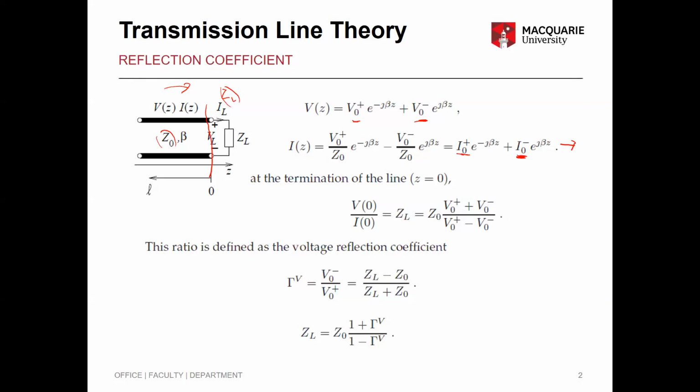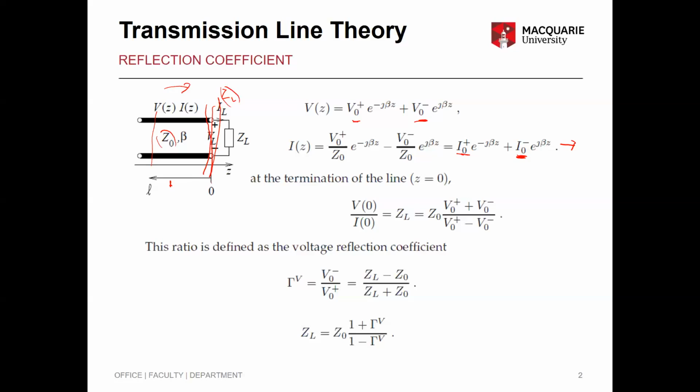Now the length Z is actually measured from this interface. So if Z is 0, that means you are here. If Z is, say, L, a certain distance, you are here. So depending on what you put for Z, you can calculate the voltage and currents if you know V0+, V0-, I0+, I0-.